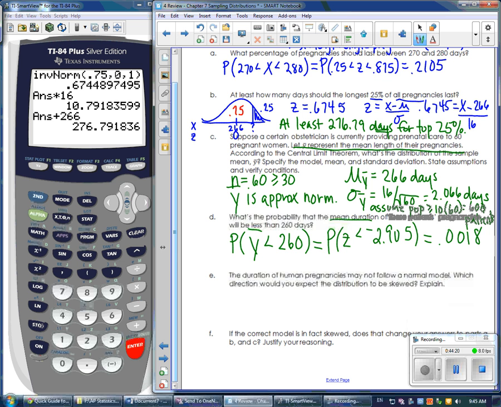It says the duration of human pregnancies may not follow a normal model. Which direction would you expect the distribution to be skewed? This is sort of thinking outside of the box. You remember we said at the beginning of the year that oftentimes biological measures are normally distributed. But if you think about a human pregnancy, I would expect that some women are probably going to be delivering a little bit earlier than 266 days. Some women are going to be delivering after 266 days. However, if you think about it, there are women that may give birth several weeks early.